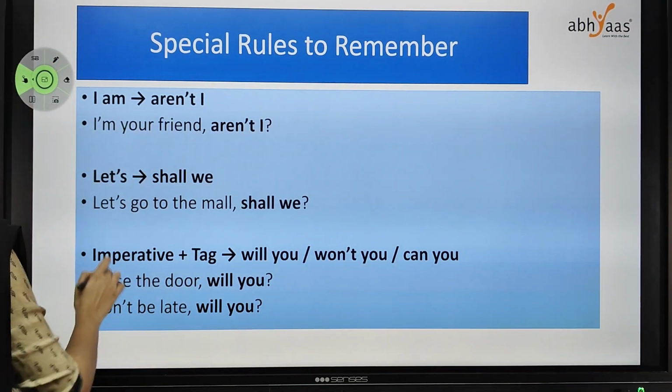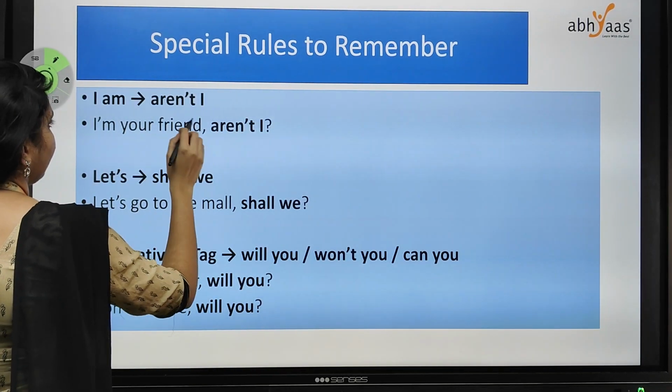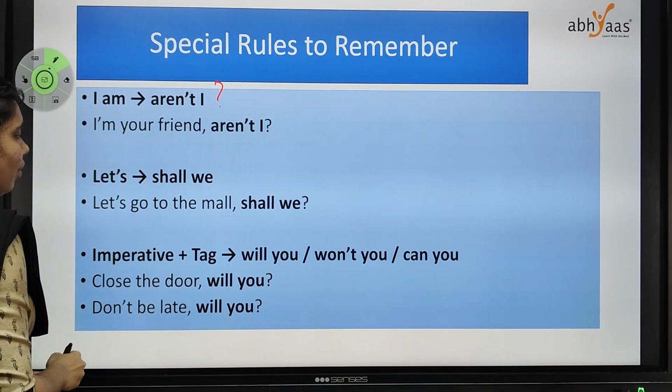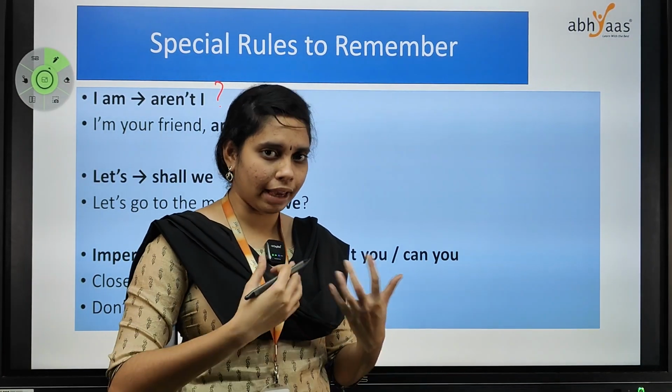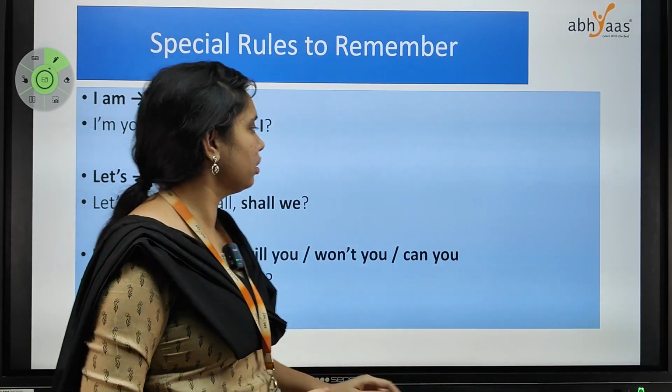Yeah. So there are some special rules. For example, I am becomes aren't I. It's not amn't I. Whenever I am your friend, aren't I? I am happy, aren't I? I am good, aren't I? Amn't I doesn't exist. Please don't use that.